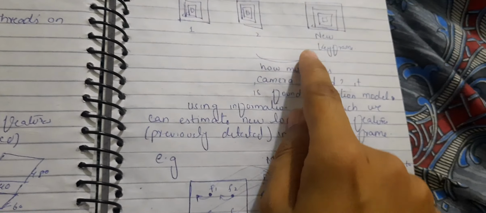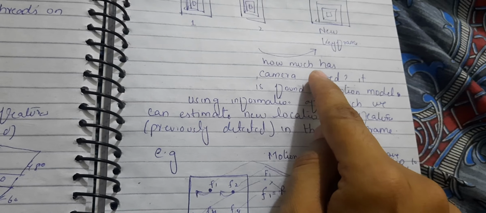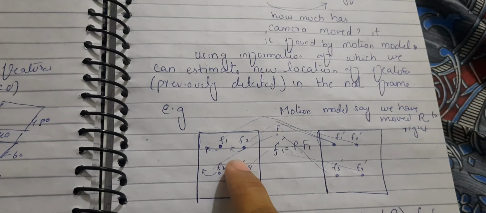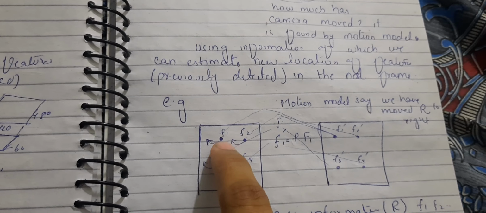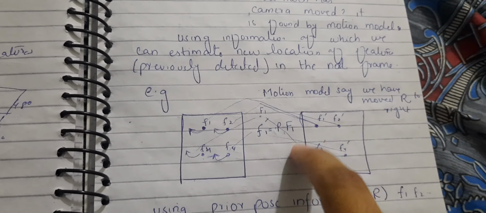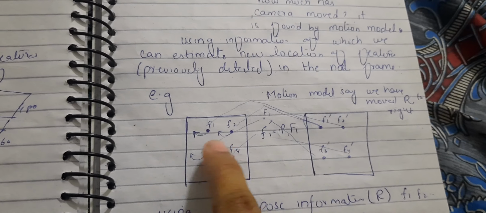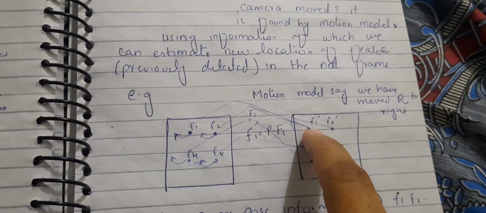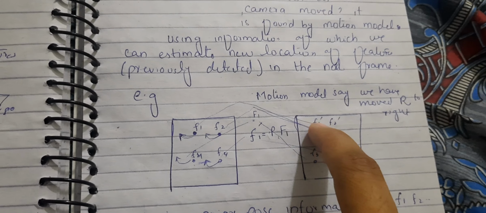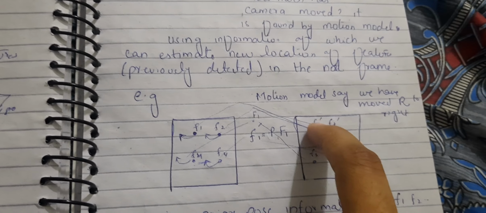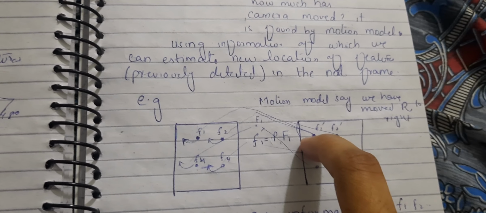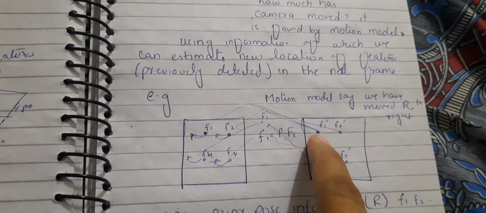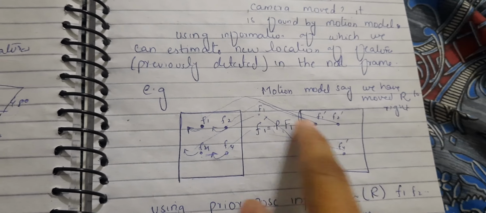If you had not found the distance moved through this motion model, you would have to search for this feature in the whole image to get an idea of where its new location will be. But now you need to search only this region. Why? Because you now have an idea that the new feature will be here somewhere. So you will search it here, and you will refine your belief.